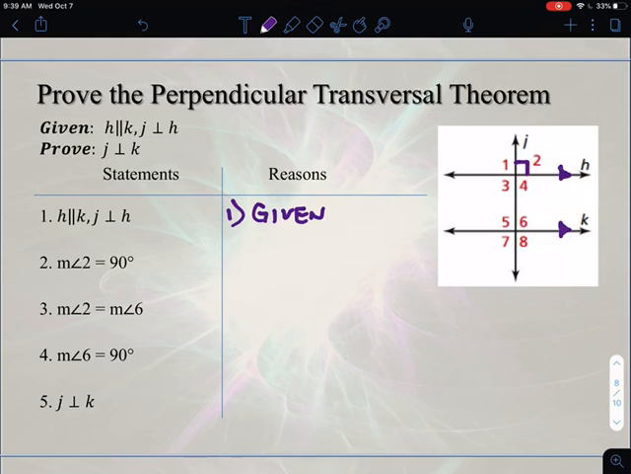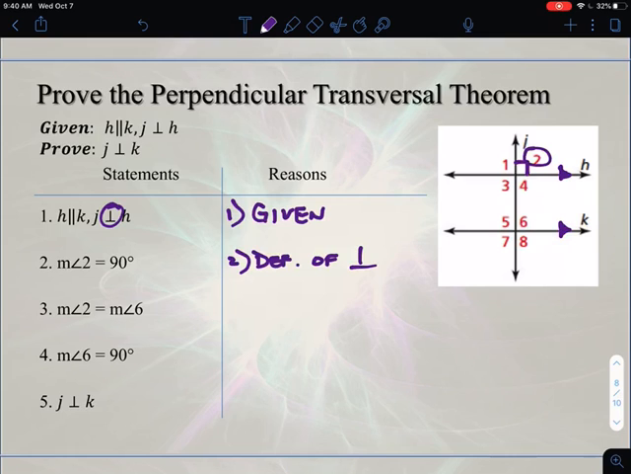Okay, now from there, as we go through this proof, step number 2 says the measure of angle 2 must be 90 degrees. If I'm looking at angle 2 right there, the reason I know that it's 90 degrees, I can use a couple different things here, but that's like the definition of a right angle or definition of perpendicular. So I'm going to say definition of perpendicular. Since I told myself it was perpendicular up in the given, the definition is that I make right angles.